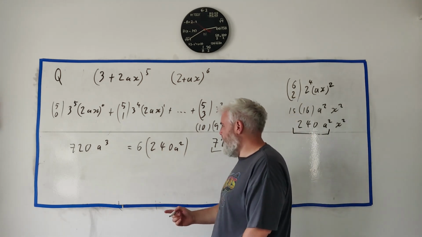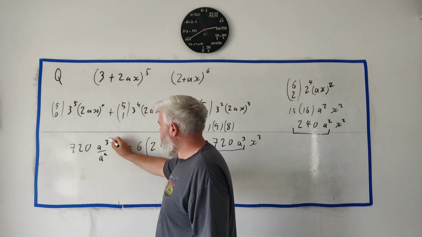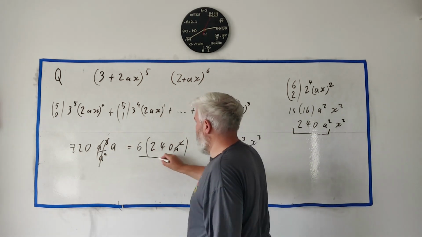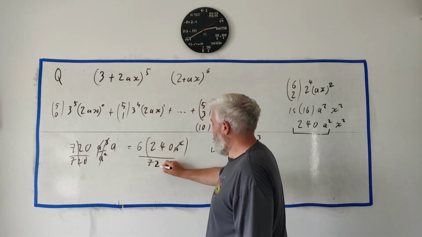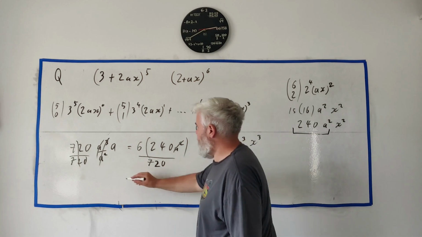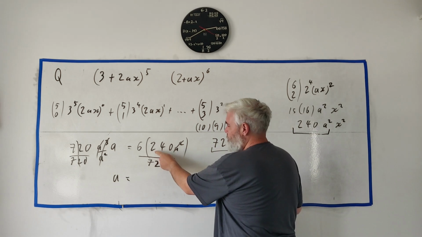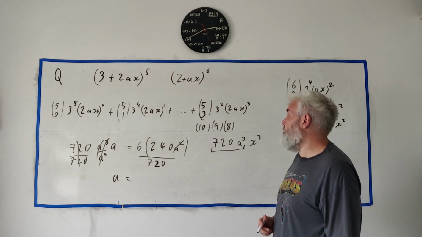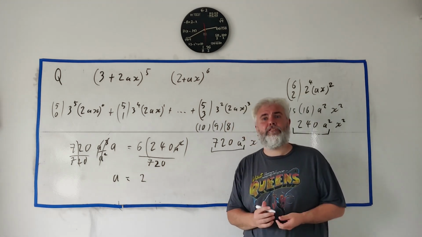Okay, if we solve for this, divide both sides by a squared. That would become just an a. Then divide by 720, both sides. 720 goes into this 2 times. If you just do that on calculator, 1,440 divided by 720 is 2. And that's the answer. That's the answer to part a.